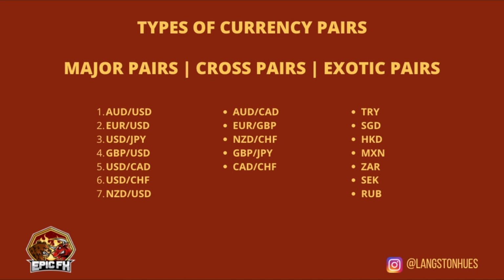And then lastly, we have the exotic pairs. The exotic pairs are considered pairs that belong to nations that are still emerging economies or still developing economies. Although that may not be true for the second one, SGD, Singaporean dollar, which is a well-developed economy, but they've always been known as exotic pairs. We have the Turkish lira, the Singaporean dollar, the Hong Kong dollar, the Mexican peso, the South African rand, the Swedish krona, the Russian ruble. In fact, the list is extensive.